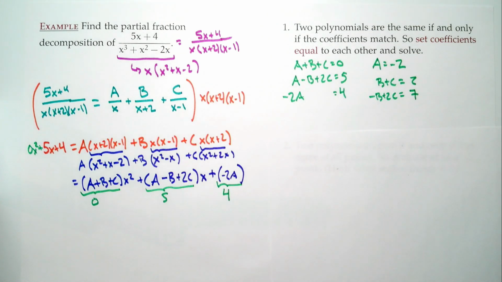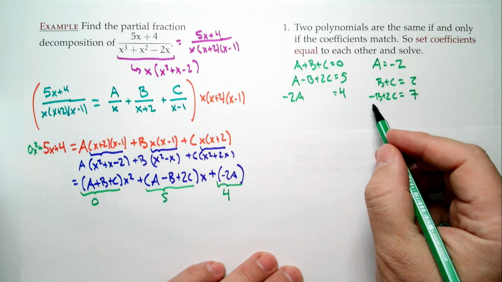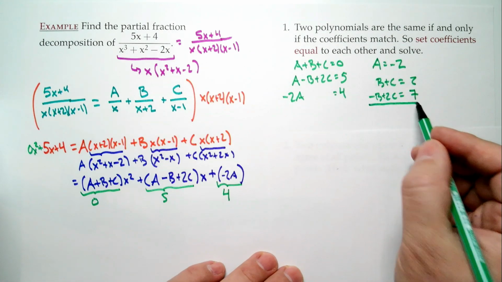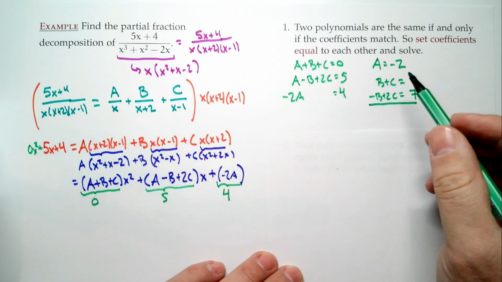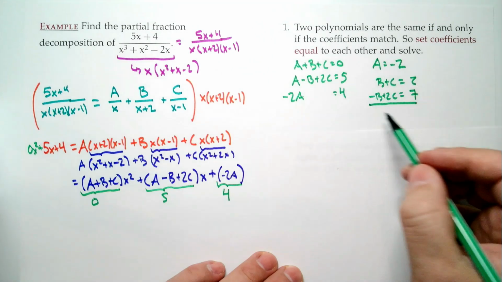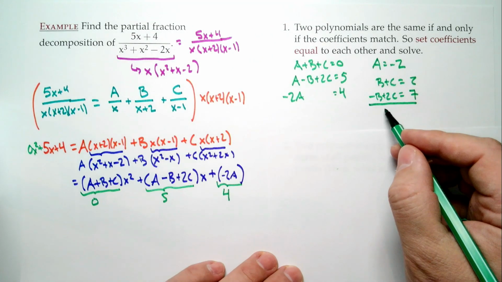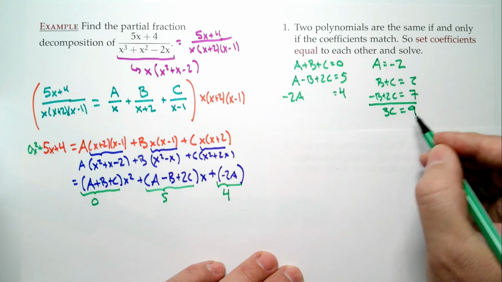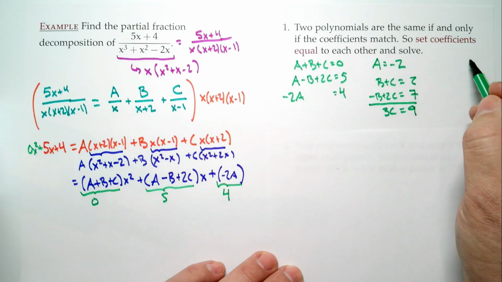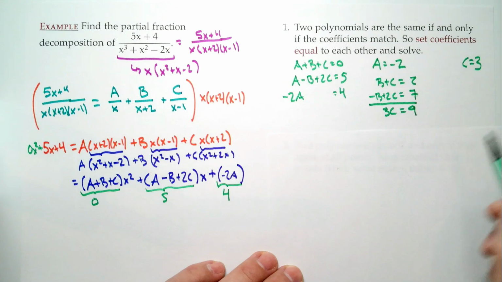Well, you can do substitution, or you can do combinations. I like to do things like add and subtract equations if I can get cancellation. I notice that the b's are set up to cancel. If I add the 2 equations together, on the left-hand side, what would I end up with? 3c. On the right-hand side, what would I get? 9. So what does that say about c? c is equal to 3.